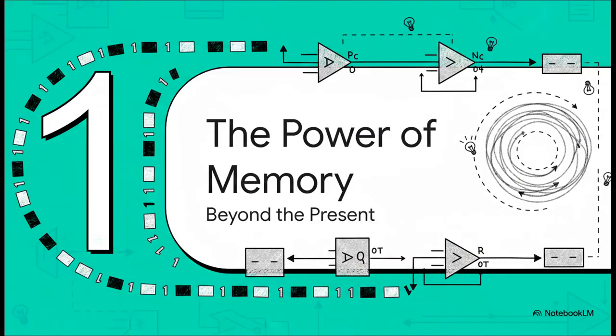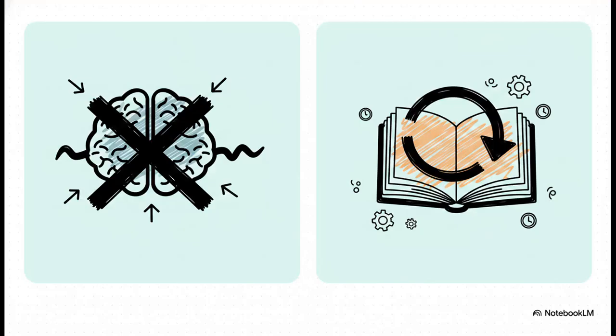Section 1. The power of memory. Moving beyond the present. Okay, let's dive into this with our very first high-level concept, which is giving a logic circuit the actual ability to remember. To really grasp what makes our modern devices so incredibly powerful, we have to contrast two fundamentally different types of circuits. You can think of a combinational circuit as having total amnesia. Seriously, it's a logic circuit that only cares about what is happening right this exact second. Its output depends entirely on its present inputs.